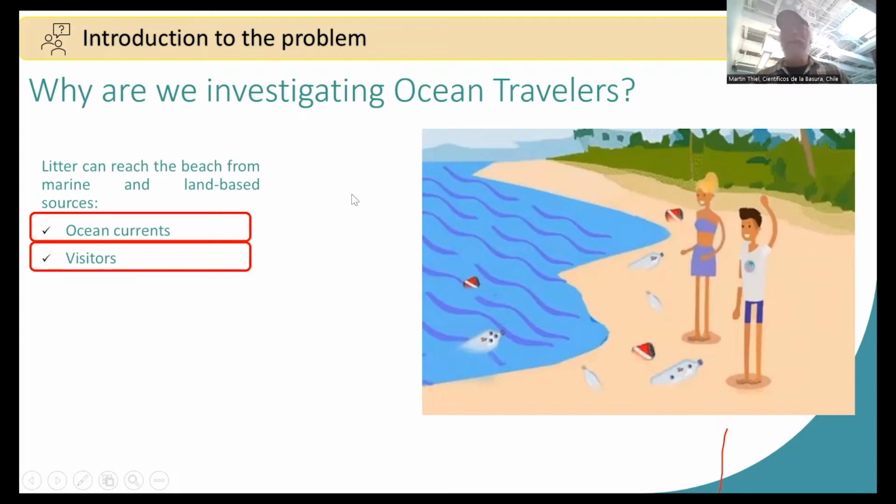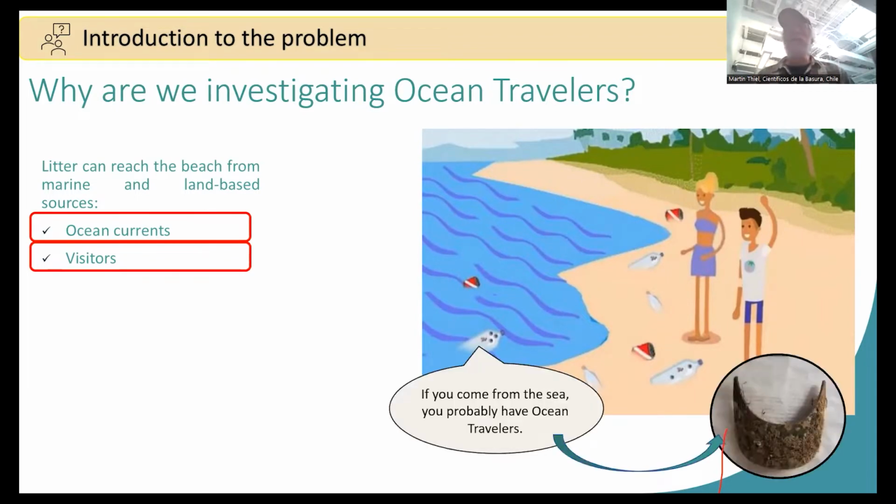But if the litter comes from the sea and has been traveling in the ocean with the ocean currents, then this litter also has been colonized by organisms. Many organisms look for some place to live on, to settle on. And we are interested in those organisms because with this floating litter, they can potentially come from far away. And so we want to know where this happens and who is arriving on our shores on this litter.